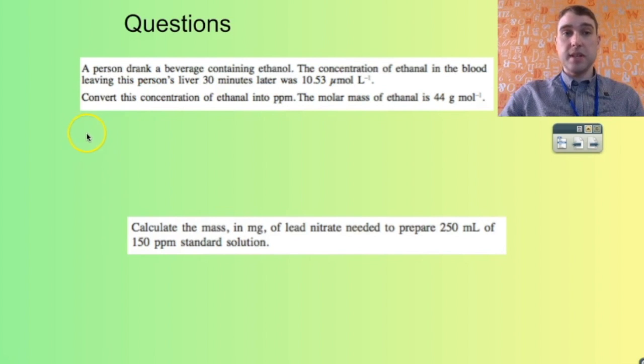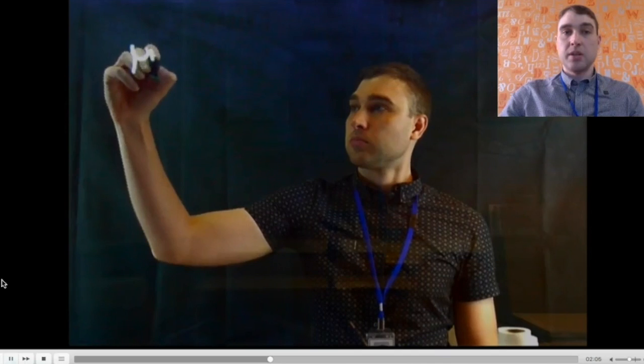Our next question says a person drank a beverage containing ethanol. The concentration of ethanol in the blood after 30 minutes was 10.53 micromoles per litre. Convert that concentration into parts per million, and we're given the molar mass of ethanol as 44 grams per mole. So let's write that out.